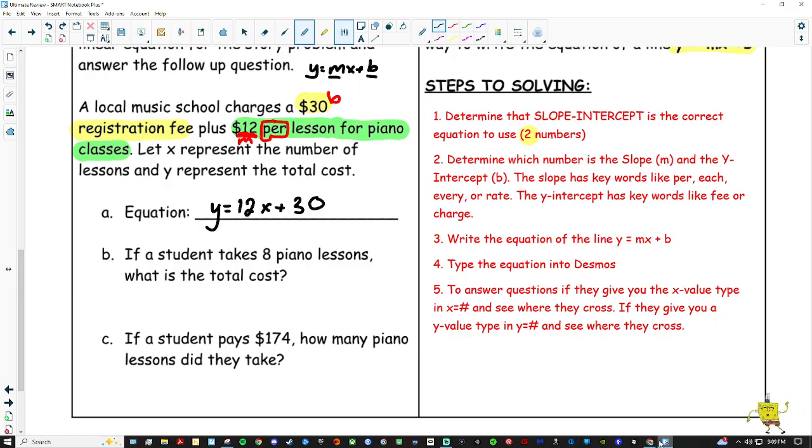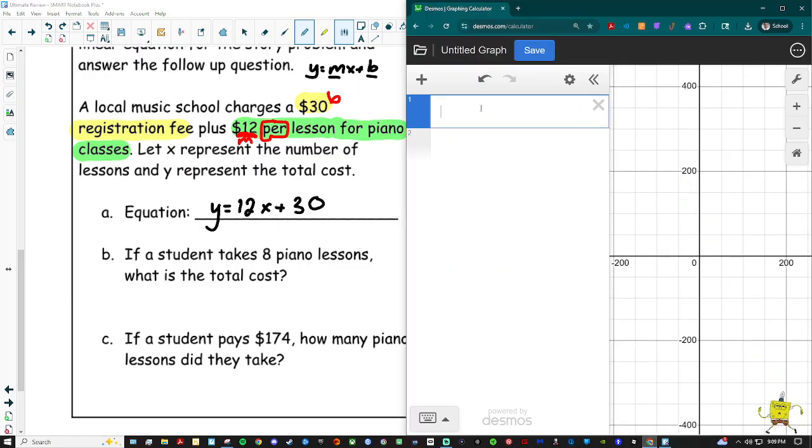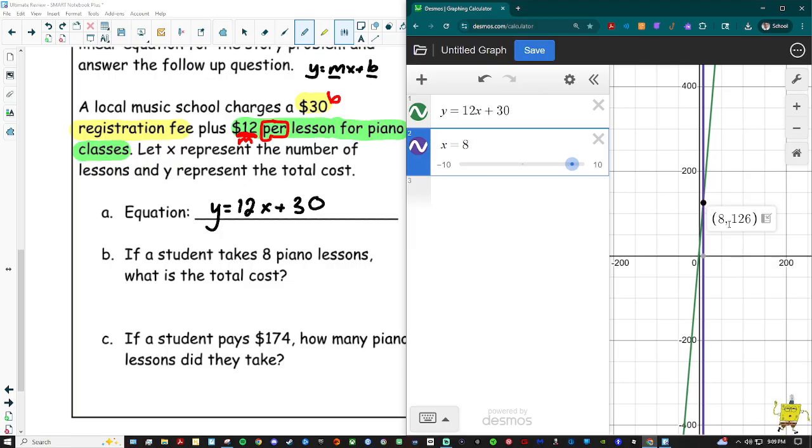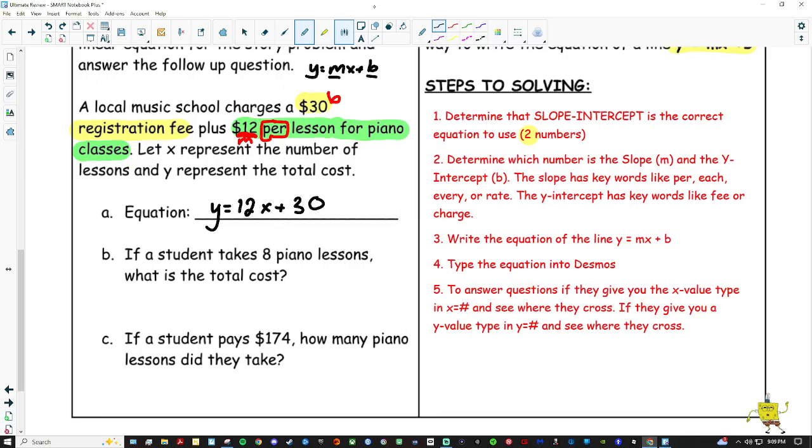Okay, next we're going to type it into Desmos so we can answer some questions. So we have y = 12x + 30. Now, just like before, the problem tells us if we're doing x or y. If a student takes 8 piano lessons, it's $12 per lesson, so x is our piano lessons. It also tells us x represents the number of lessons. So we know x = 8, and I'm going to see where they cross. If I take 8 lessons, it will cost $126.